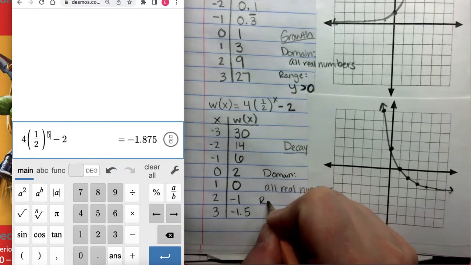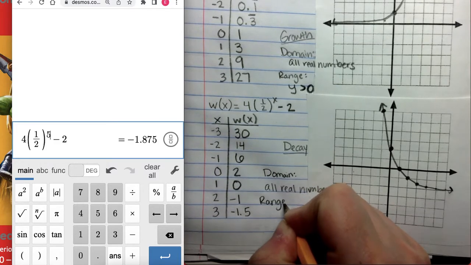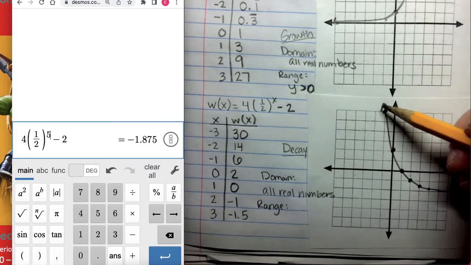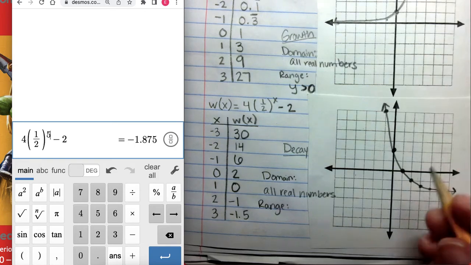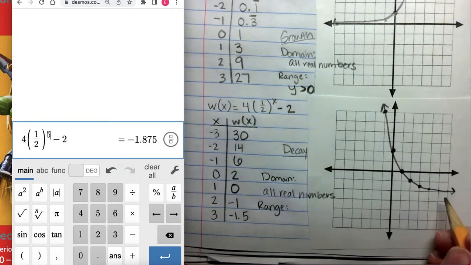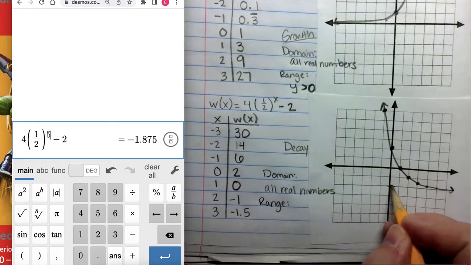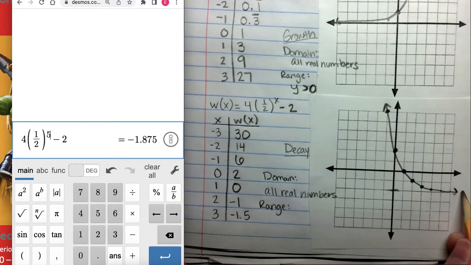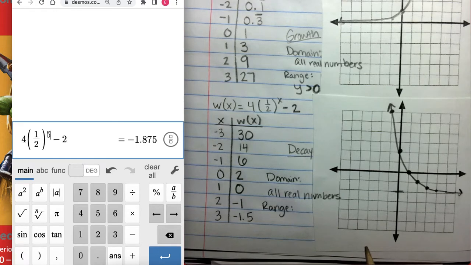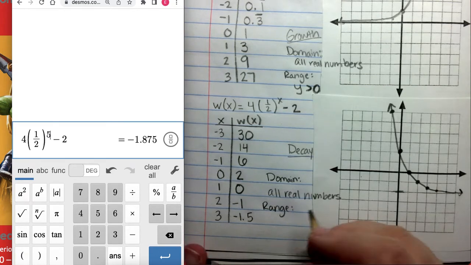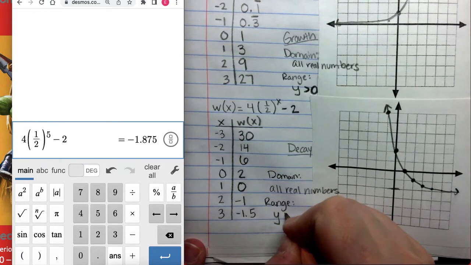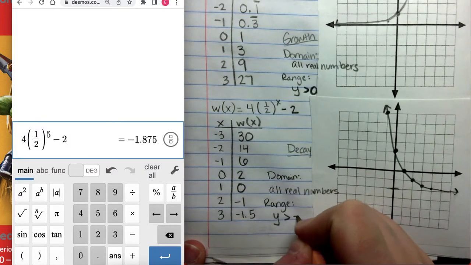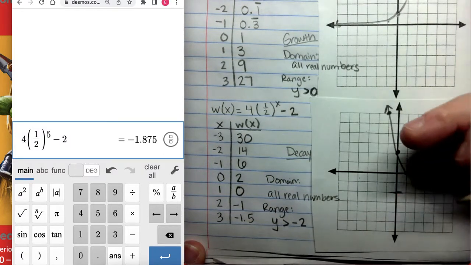And then our range is our y's. So this is going to keep going up to the left. It keeps going up, up, up, that y. But as we go down, it stops here. It's not ever going to touch that -2. It's going to keep getting closer and closer, but never actually touches that -2. So our y is greater than -2 because it goes above that -2.